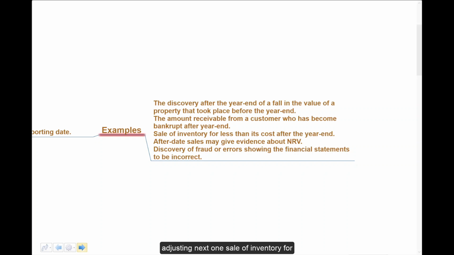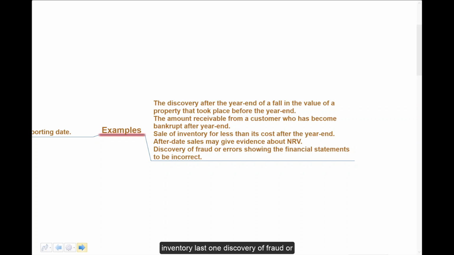Next one: sale of inventory for less than its cost after the year end. In essence, what we're saying is that we have some valuation of stock or inventory as at the balance sheet date, but this inventory was sold for less. So conditions in play, some sort of material loss. Let's adjust for that. Adjusting. After-date sales may give evidence of NRV. That's linked into the inventory.